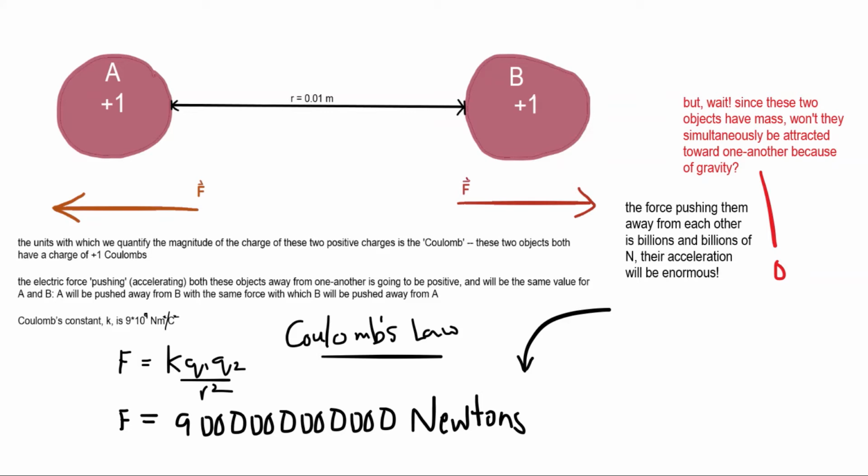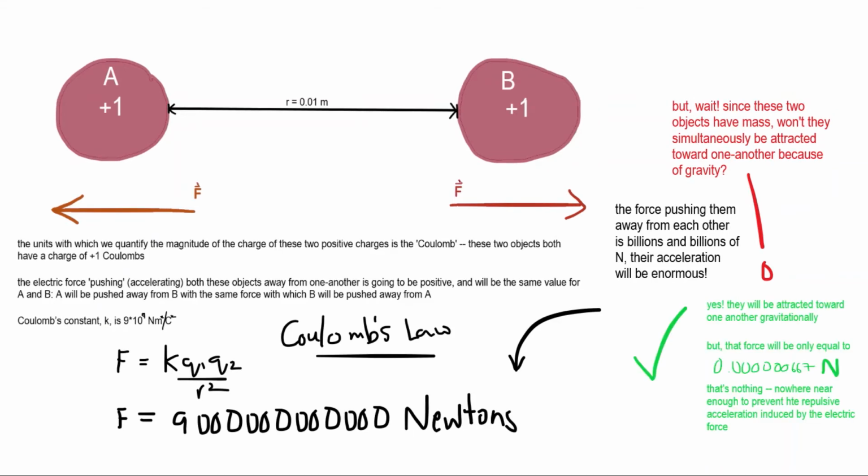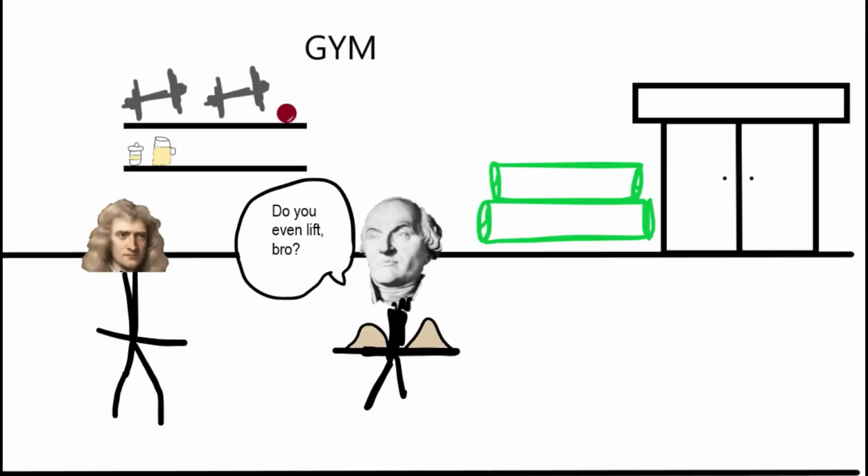Yup, and we can calculate that with Newton. The two both have a mass of 1 kilogram, and plugging in the values, we see that the gravitational force between them is 6.67408 times 10 to the power minus 7. Yeah, they're being attracted all right. The electric force is much, much stronger than the gravitational force. Coulomb has got bigger muscles than Newton.